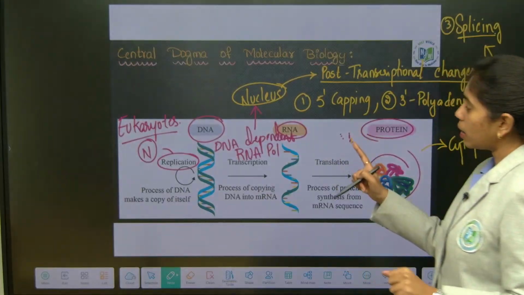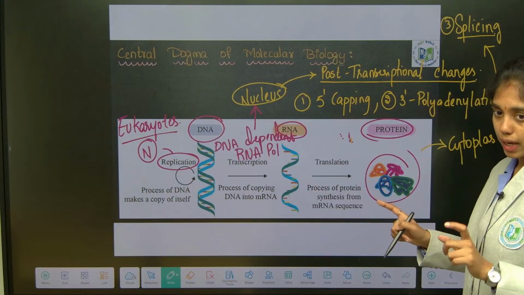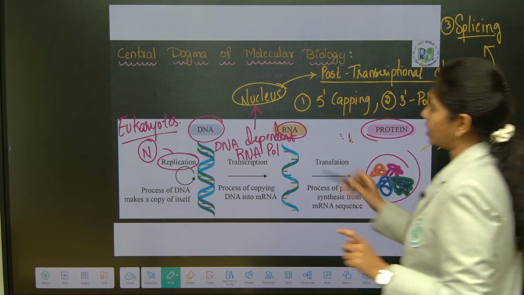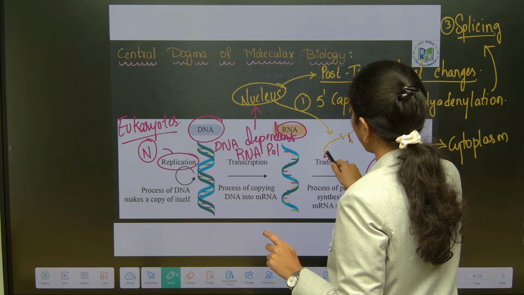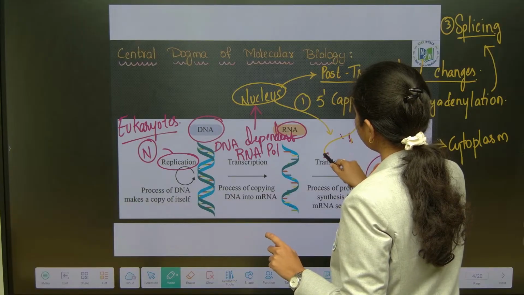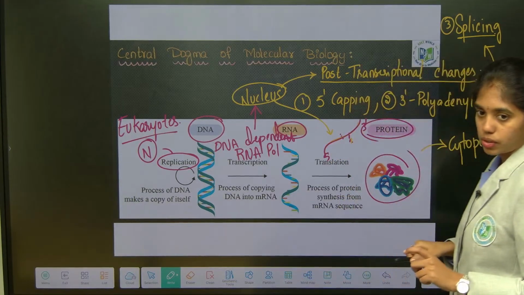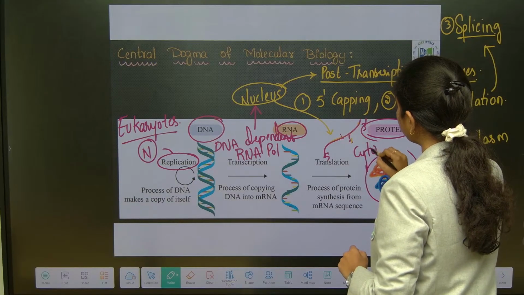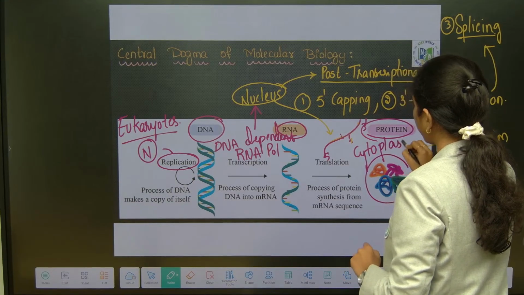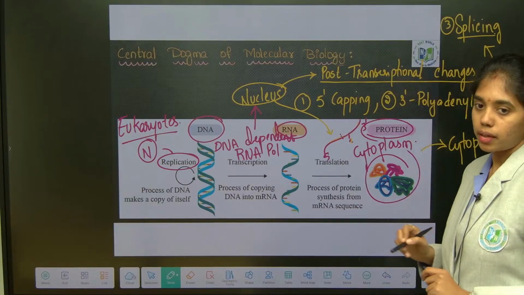Now, the mature RNA, or heteronuclear RNA, will exit from the nucleus to the cytoplasm with the 5' cap, 3' polyadenylation and only exon sequences. They will enter into the cytoplasm. So, translation occurs where? Inside the cytoplasm. Clear? Take down.